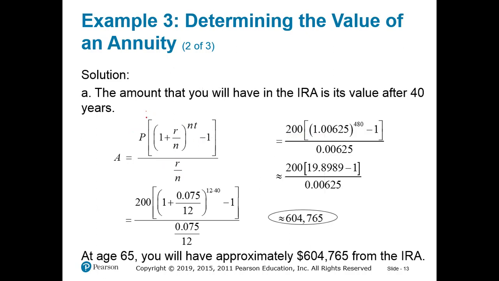Okay, so all you're going to do is multiply by the flip of this thing, the reciprocal of this thing. So you're going to get A times R over N divided by this whole thing. Okay, so you're going to get A times R over N divided by this here.